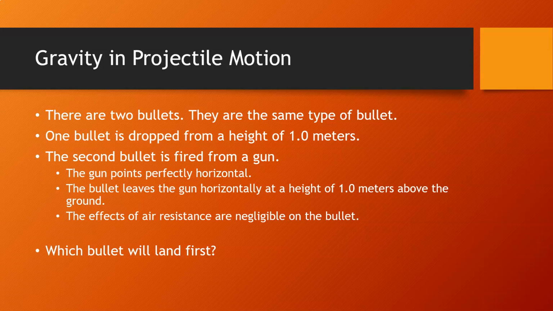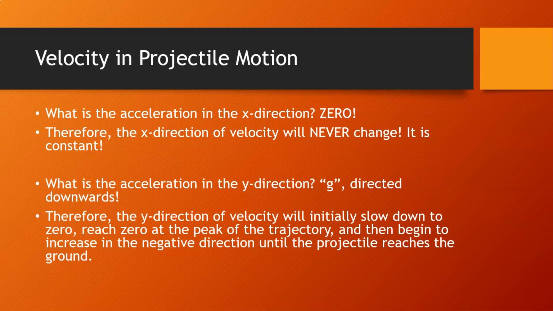Both of them have an initial y velocity of 0. The gun fired the bullet horizontally, which gives it a y initial velocity of 0. Both bullets are being accelerated 9.81 meters per second squared down. They both have a delta y of -1 meters. Therefore, they land at the same time.